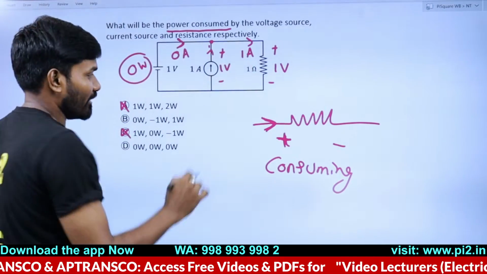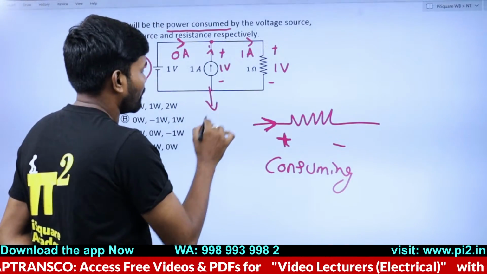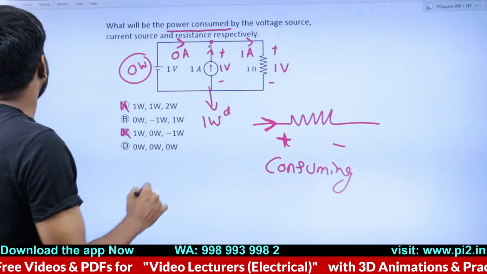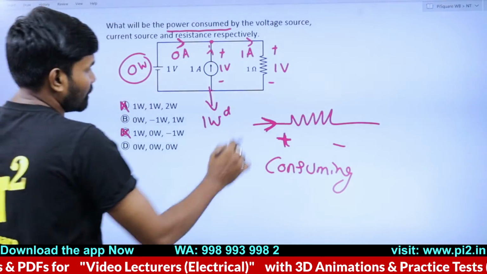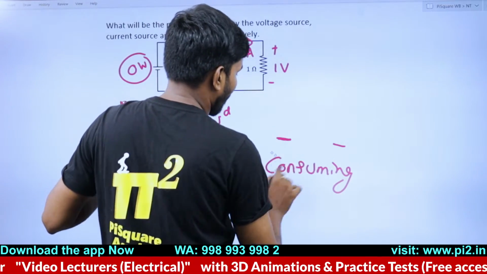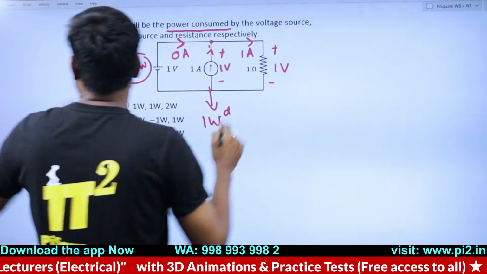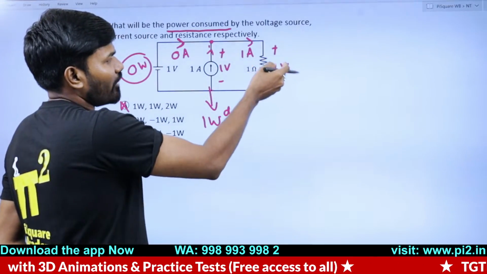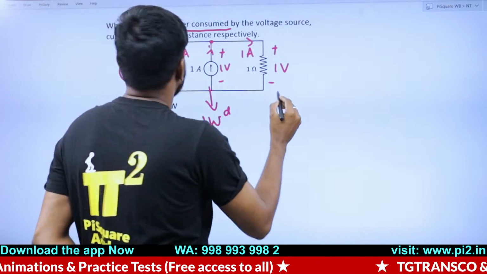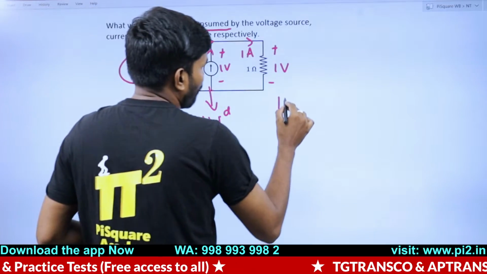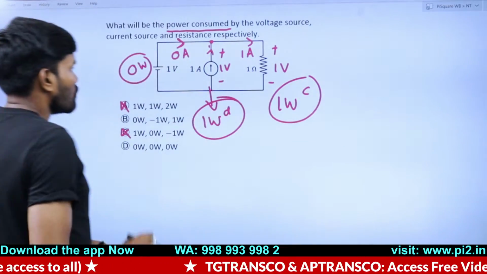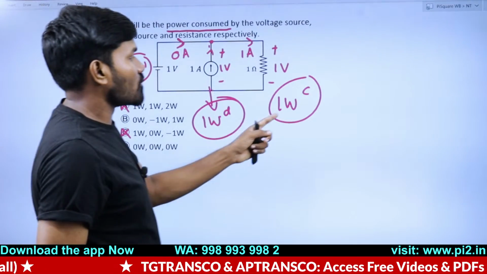Careful here, guys. I said 1 watt delivering. Okay. Now coming to this. This is I square R or V into I, whatever you say. You can say this one is 1 watt. It is consuming the power. So this is 0 watt. This is 1 watt delivering. This is 1 watt consuming.